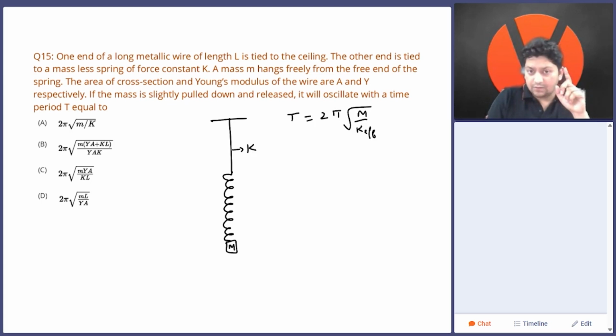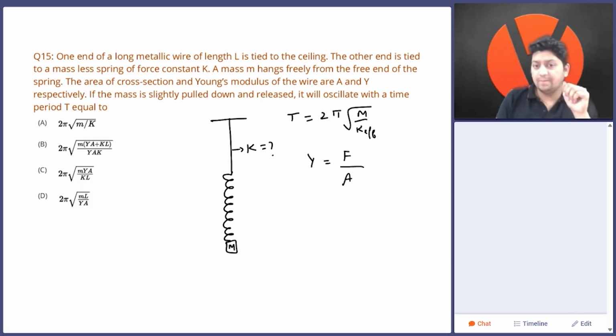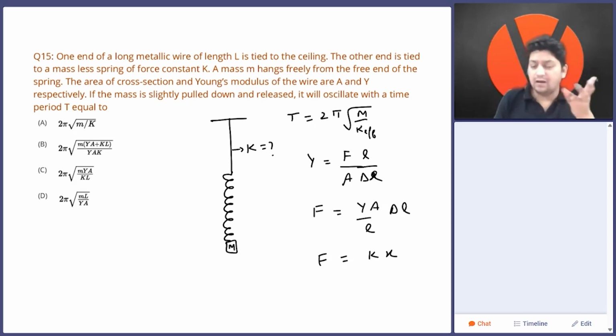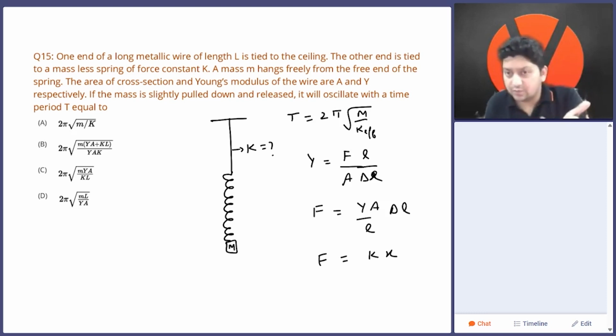The value of spring constant for this wire we need to figure out, right? In the case of wire, we know that Young's modulus is equal to (F by A) over (delta L over L), where delta L is the change in length. So from here we can write F as Y A by L times delta L, and with spring force we can compare it. I'm dropping the negative sign, we know that the restoring force will be in the opposite direction.